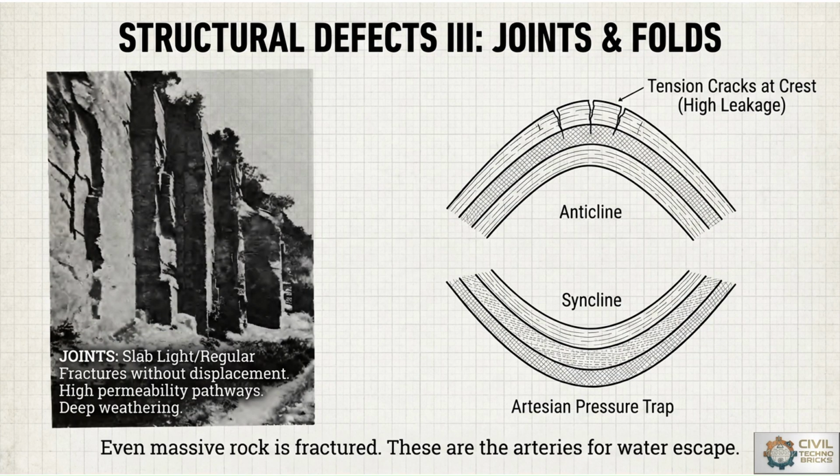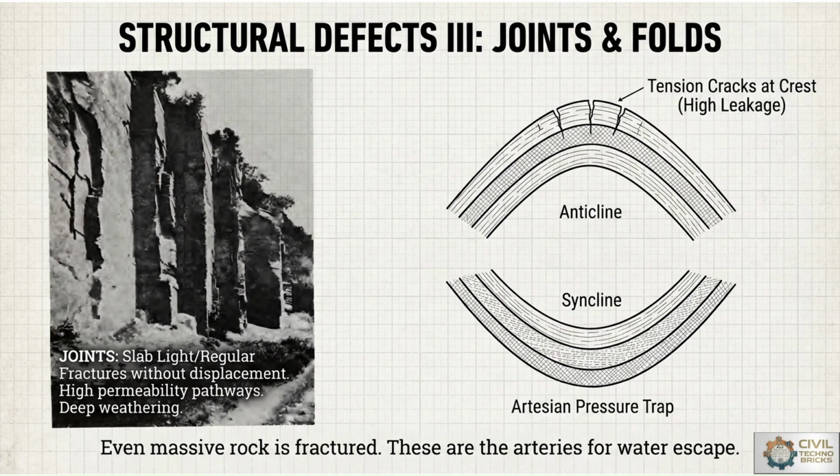The third type of structural defect is related to joints and folds. These folds are of two types, anticline and syncline. Anticlines are in the upward direction, synclines are in the downward direction. So tension cracks at the crest portion where high leakages will occur, and artesian pressure trapped in the syncline. So even massive rock is fractured. These are the arteries for water escape, just like percolation or seepage activity. Through those cracks, water will enter and the whole tectonic plates may get disturbed.